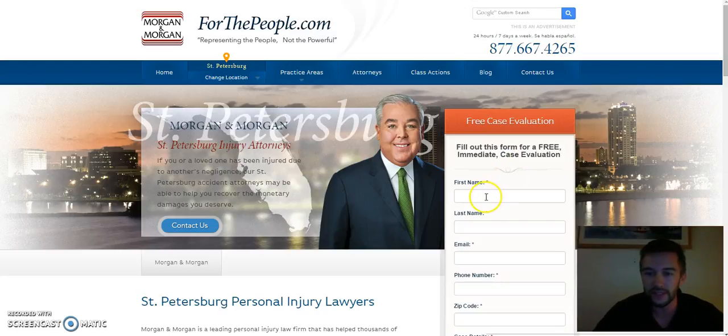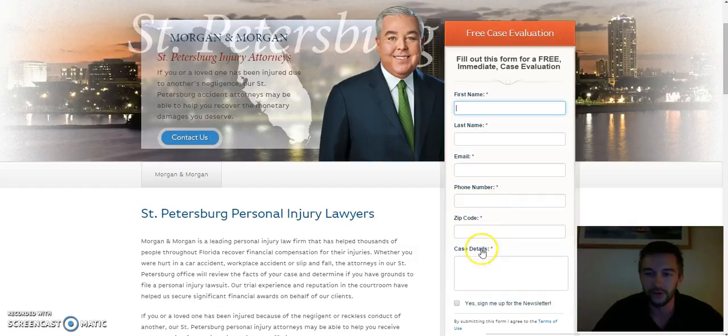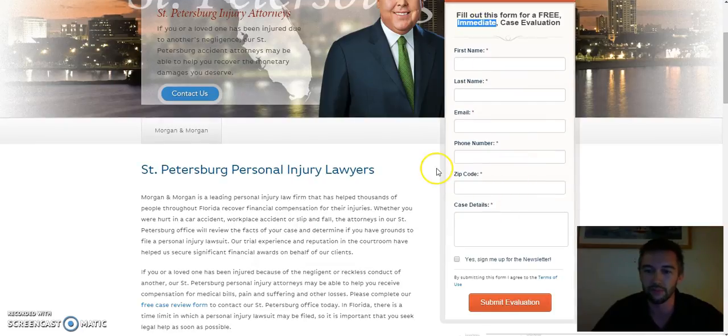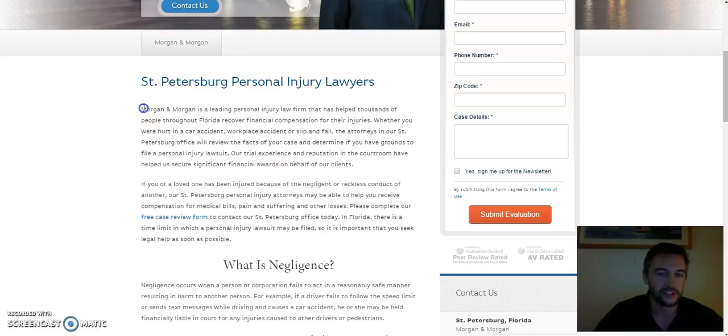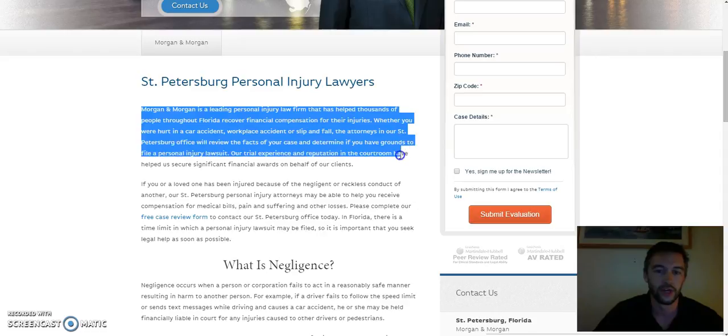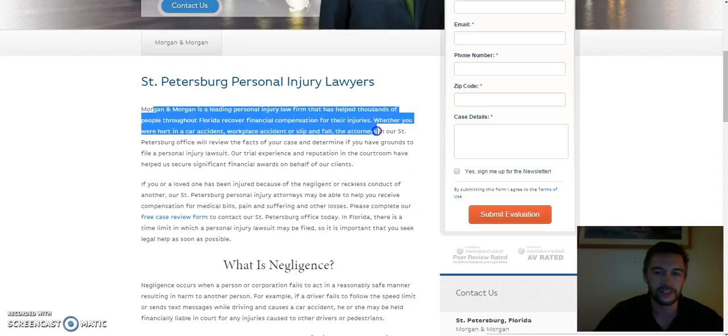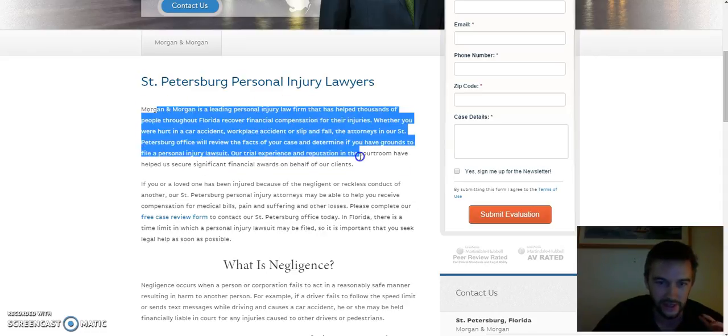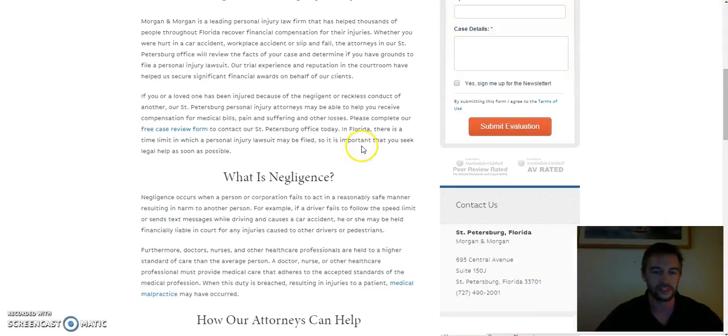So this gives the impression that I could put in my name, email, phone number, all this stuff, and they don't mind doing this extra work because it says immediate on here. It gives the impression that they fill out this form, maybe they're at work at 10 o'clock, and at 10:30 they're going to get a call. That's awesome. So St. Pete Personal Injury Lawyers, and if they start to read this paragraph, a leading personal injury firm that helps thousands of people. Cool. They'll probably read a sentence into that, and the potential client will start to trust them.